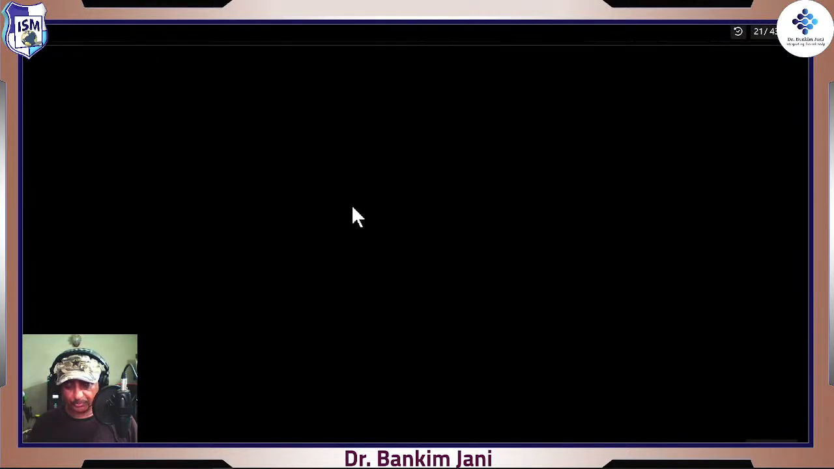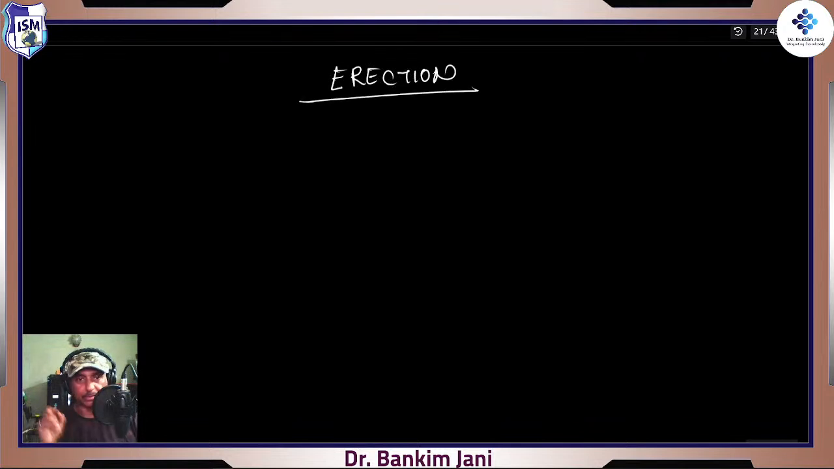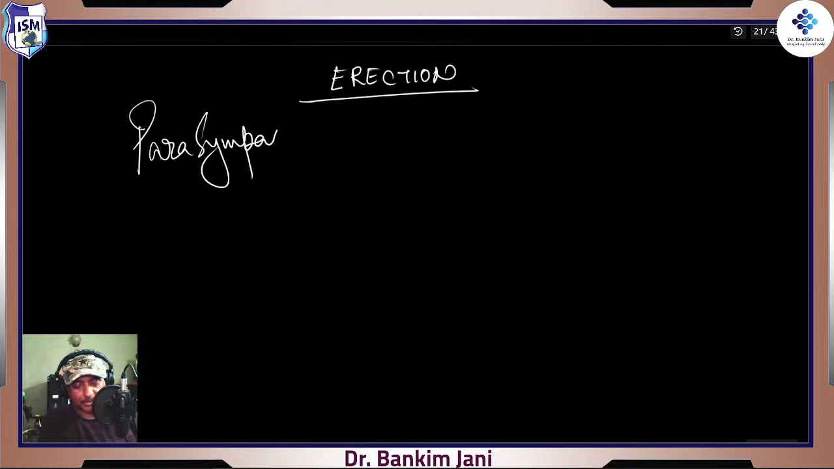Now, when it comes to the process of erection, the entire mechanism, as we said, is vascular as well as nervous. So it is a combination. Vascular, it is fine, but things start with the parasympathetic system. That's the reason that, you know, one very interesting thing.